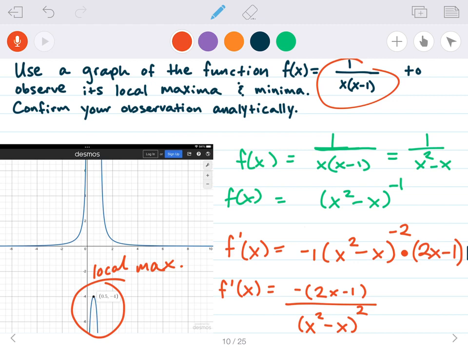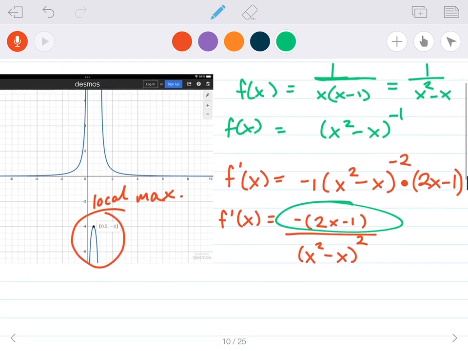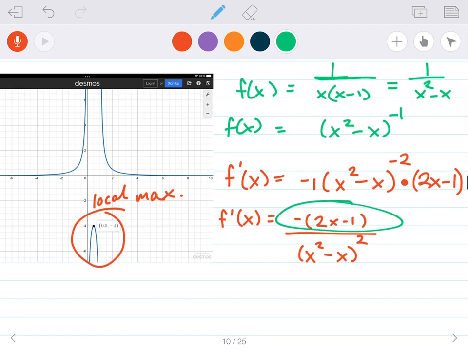Okay? And the reason I'm doing this is because I don't really care about what happens when the derivative is undefined. I care what happens when the derivative equals 0. And that happens when the numerator equals 0. Right? If the numerator is 0, the whole thing is 0. So I'm going to set the numerator equal to 0. And what I end up getting is x is equal to 1/2, which is my critical point, p.